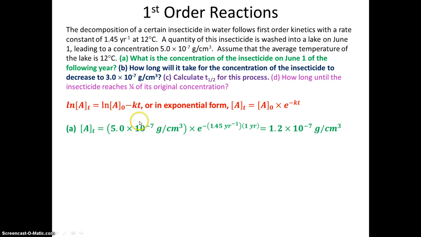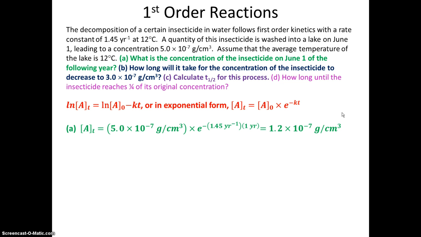So I'm going to plug in the values that I know. I know my initial, my A0, is 5 times 10 to the minus 7th, and I know that the rate constant is 1.45 per year, and I want to go over a period of 1 year. And so if I allow that to happen, 1 year later we're still at 1.2 times 10 to the minus 7 grams per cubic centimeter. So there's still pesticide around.